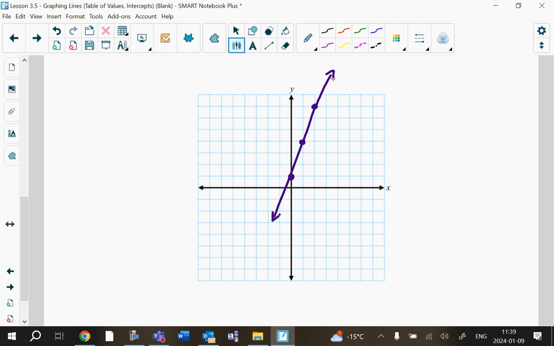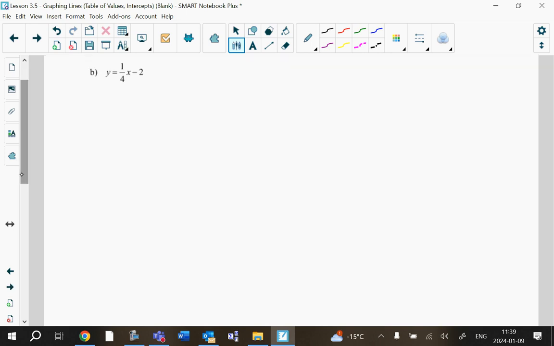Okay, how about this one? Y by itself? Yeah. So let's start our table. What do you want to choose for x? 0. 0 is always good. Always choose 0 as one of them, no matter what the equation.